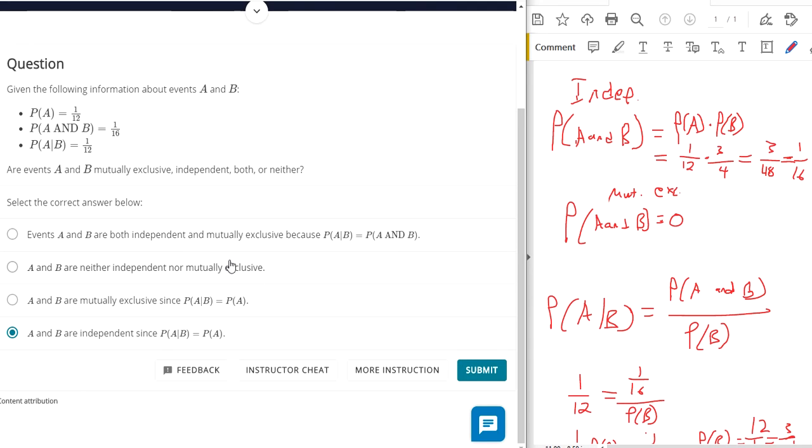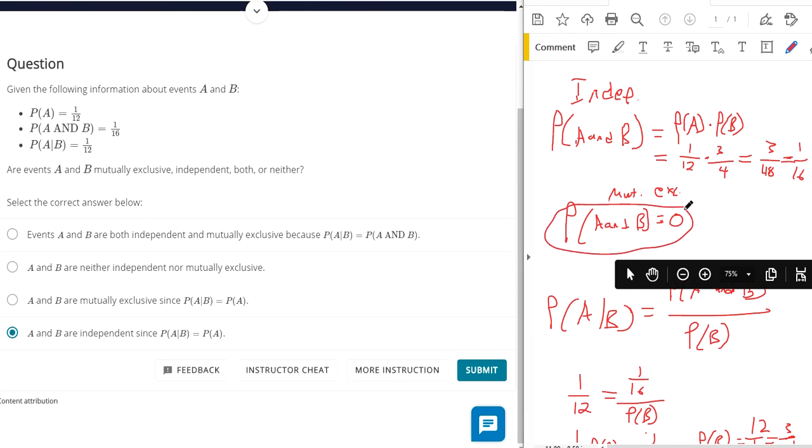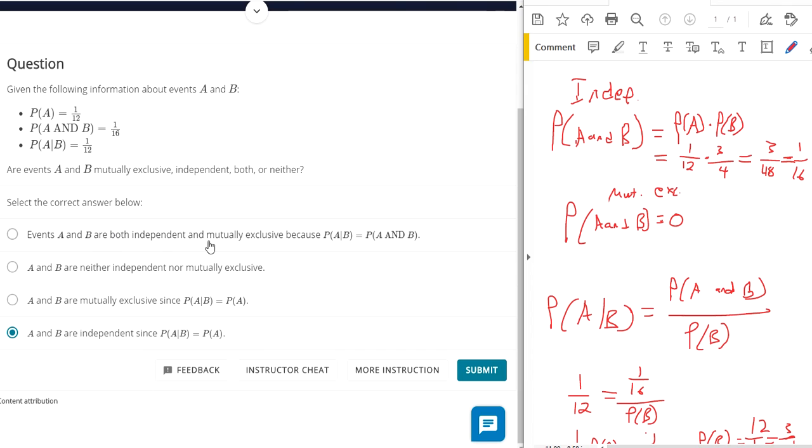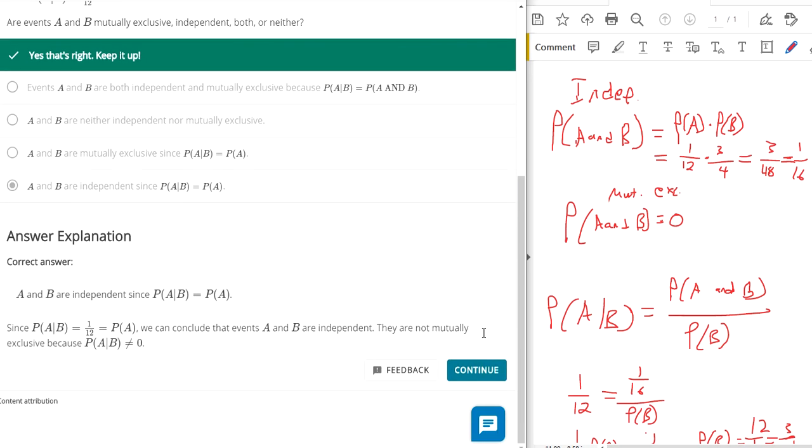So we're going to pick this one. Once you've decided something is independent, it can't be mutually exclusive, unless one event has a probability of 0. That's the only condition. The probability of A and B is 1 out of 16, so the probability of A and B is not 0. It can't be mutually exclusive. We found out it is independent, so that doesn't meet this criteria. A and B are both independent, but they are not mutually exclusive, so that's why we're not choosing that option.